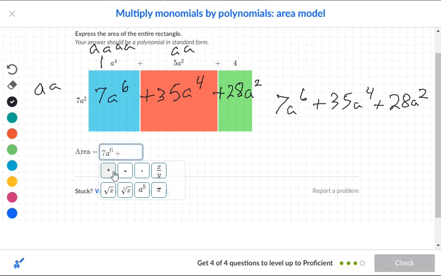This is 35. A, press the AB key. This is to the 4th. Press the space bar. Okay, now we want to go plus 28. This is A to the 2nd. So press the AB key. So A to the 2nd. So I have 7a to the 6 plus 35a to the 4th plus sign 28a to the 2nd.